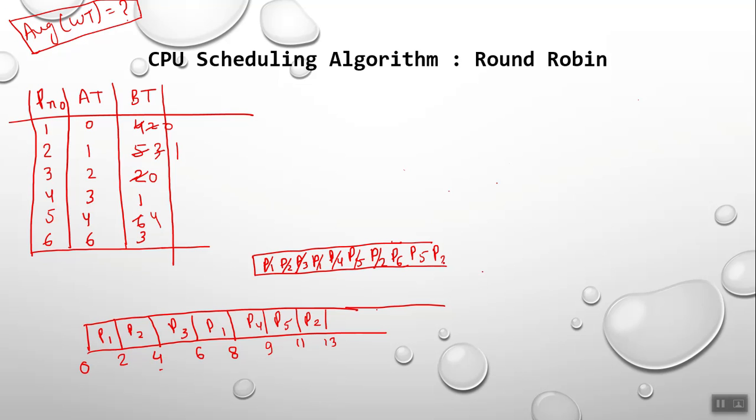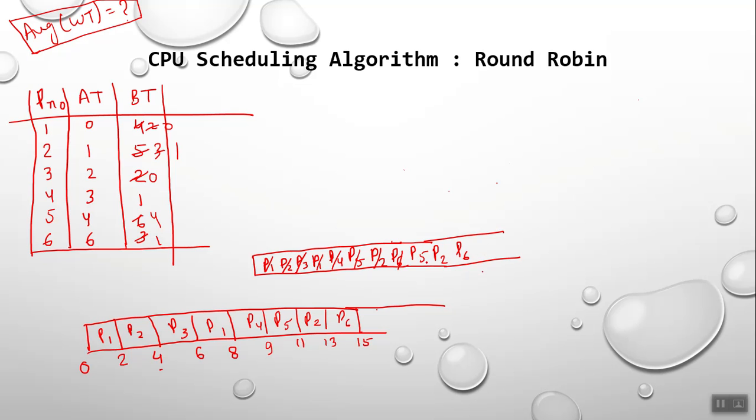Now P2, you have to write P2 here. So now this time P6 will execute. P6 is 3 units of time. So P6 here executes up to 15, and the remaining job is going to be 1, right? Then P6 executed here, so you just have to write it here.